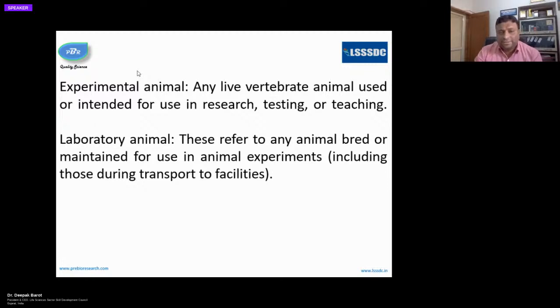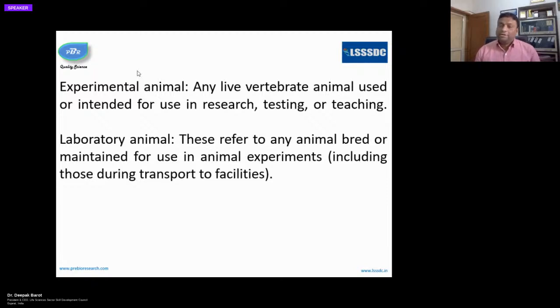And under these guidelines, what do you call an experimental animal? Any live vertebrate animal used or intended for use in research qualifies to be called an experimental animal. Laboratory animal especially refers to any animal which is bred or maintained for use in animal experiments. That is called a laboratory animal, right?